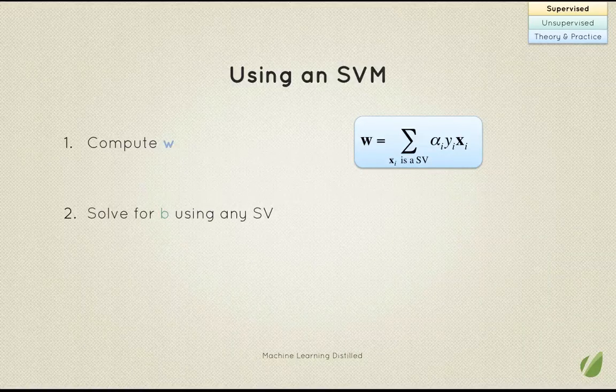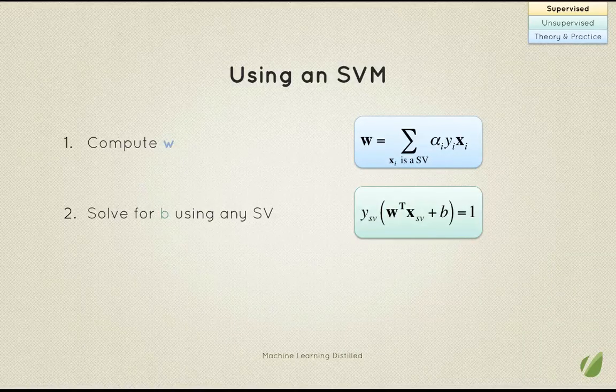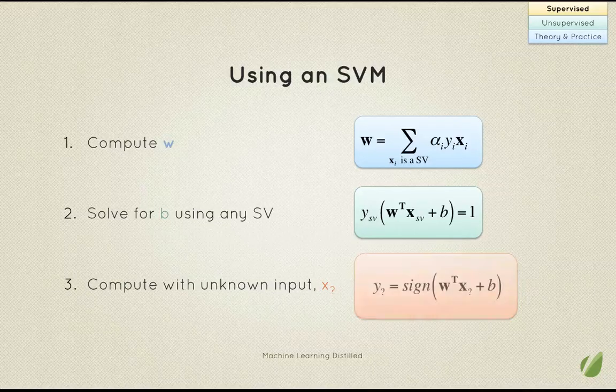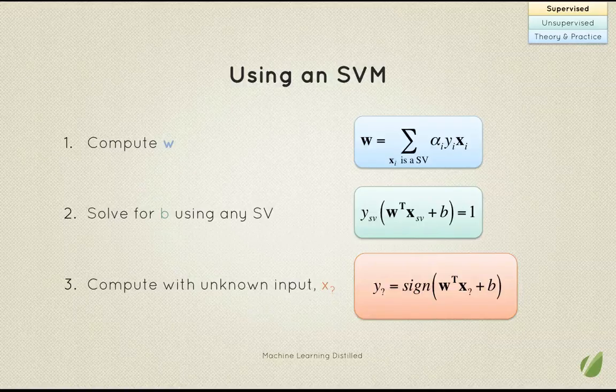Next, we solve for b, and we can do this using any support vector. So we just solve this equation for b using any support vector for x and y. And lastly, we can classify new instances by substituting them into this equation, where we get the sign of w transpose x plus b. So for an SVM, doing classification is really quite simple computationally once we have the alphas, the weight vector, and the b value. The alphas are the really hard part of that.